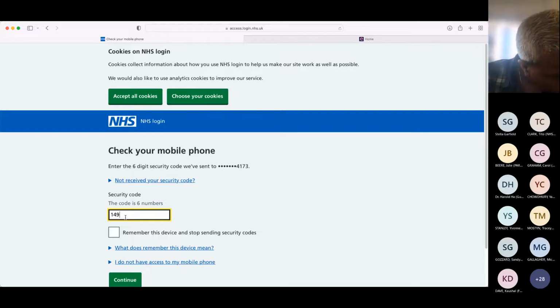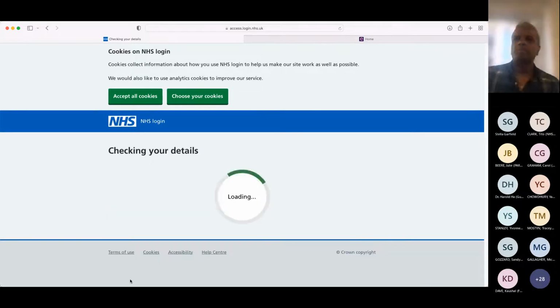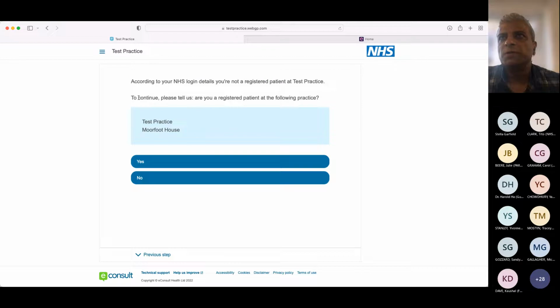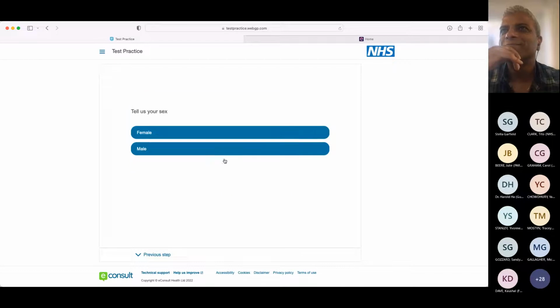Just tag that so I don't have to do it again. Now it's going to accept my credentials and it's going to pass me back into the consultation. Now you will see across the top it'll say, according to your NHS login details, you're not registered at test practice. Obviously, I'm not. My local practice is actually in Epping, where I live. But for the purposes of the consultation, I'm just going to continue.